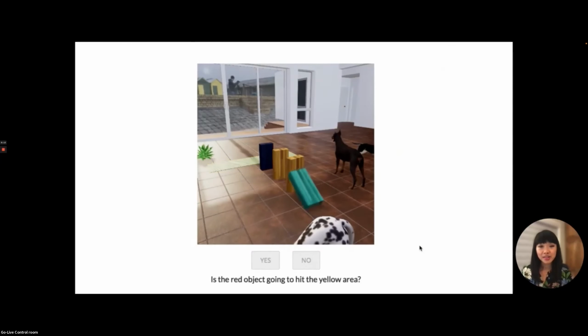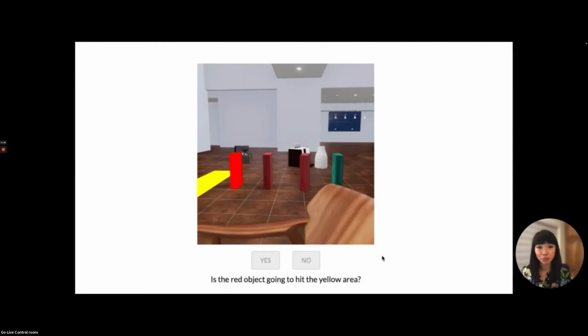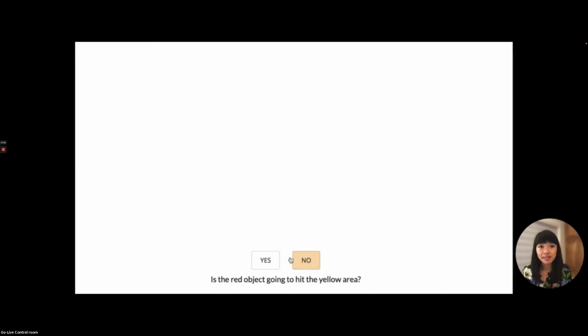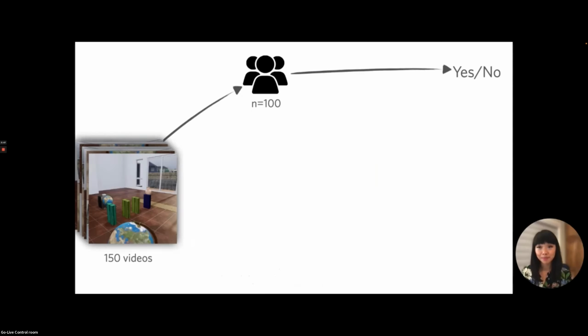So here's what the task looked like to the human participants we recruited in order to provide a benchmark that we could use to rigorously evaluate state-of-the-art models against. The agent and patient objects were pre-cued at the beginning of each trial, but otherwise were visually indistinguishable from the other objects in the scene. After the first few frames, and well before any objects could come into contact with the agent, people were asked to predict whether the key contact event would occur or not.